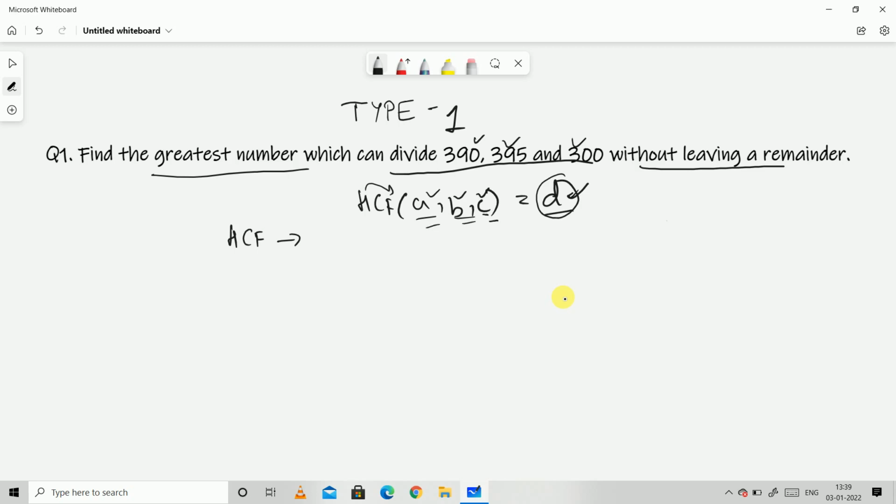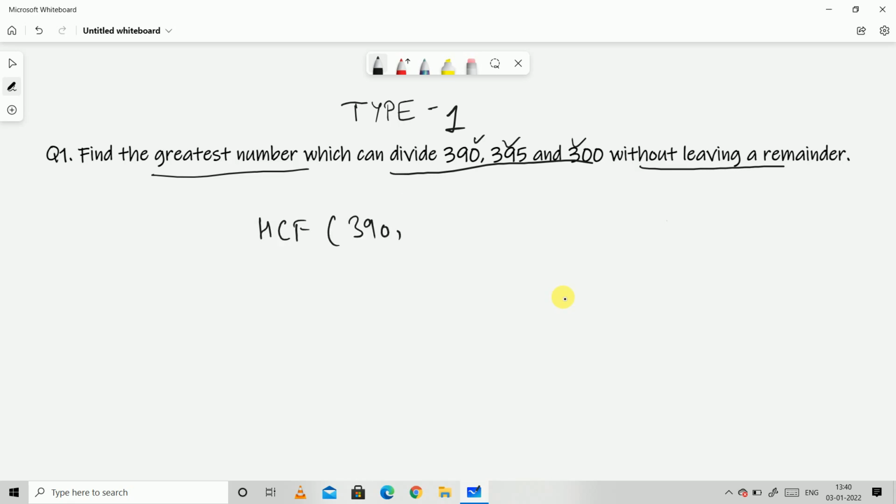So obviously in this question it is asking you the HCF of 390, 395 and 300, because HCF only is the greatest number which will divide all three of them, that is which will be a common factor of all three of them. So it will divide all three of them completely, that is without leaving a remainder. So simply it is asking you the HCF of these three numbers. I will be using the reduction method to find out the HCF. So the HCF of 390, 395 and 300.